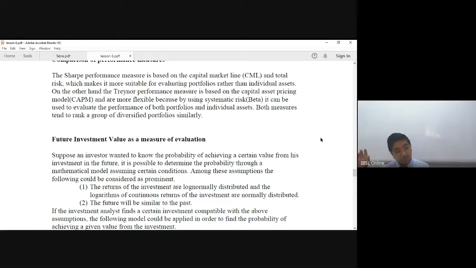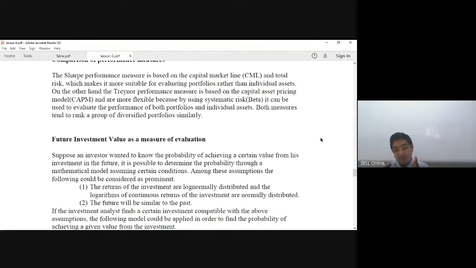Now the question comes: what do you mean by log normally distributed? If a particular variable is normally distributed, and if you take the logarithm of those variables, and the logarithms of those variables are also normally distributed, we call it log normally distributed.